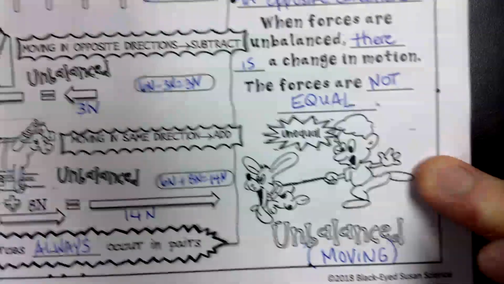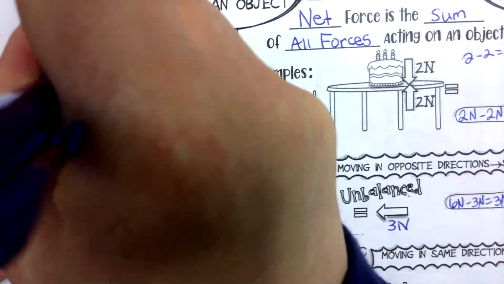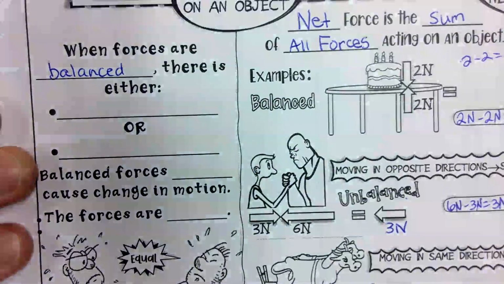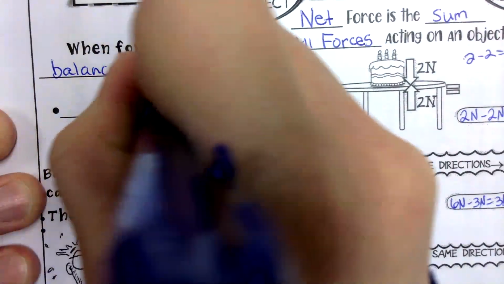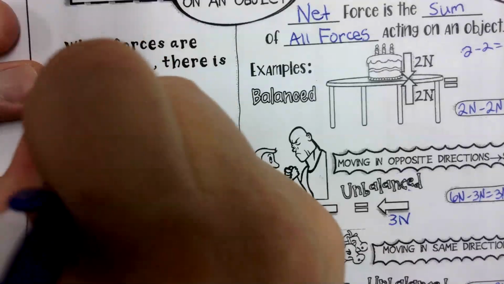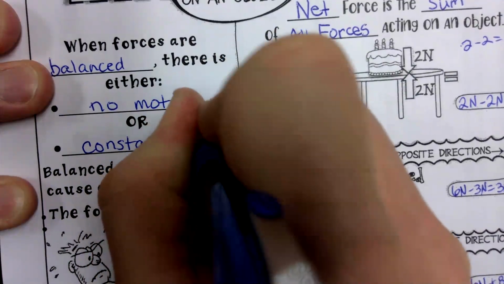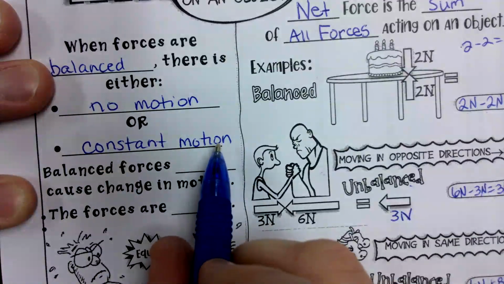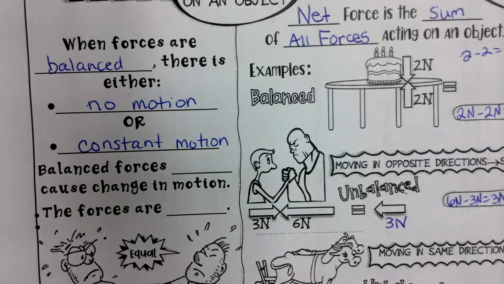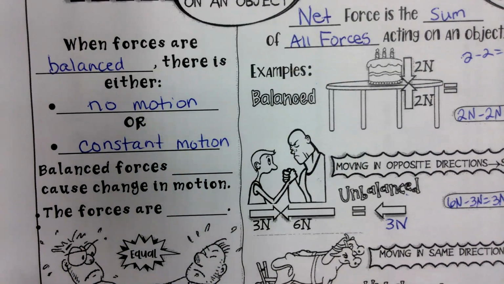Well, conversely, let's go to this other side. When forces are balanced, there is either no motion or there is constant motion. And I'm going to explain that because that's a little different than what I've told you, but I think it'll make sense in just a second. But get this down: when forces are balanced, there is either no motion or constant motion.